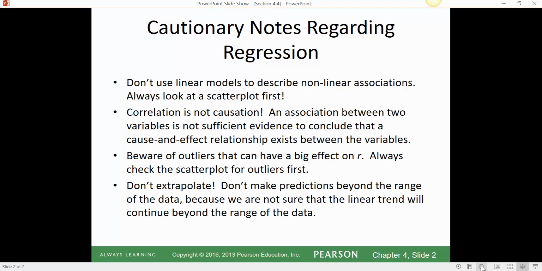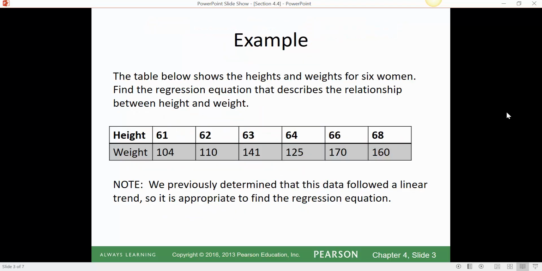All right, so let's go to slide 3. I don't think I put this in the PowerPoint I put on Canvas, but I pulled this from section 4.3 and slid it in here just to refresh us on the data set. If you remember, we looked at this data set between height and weight for 6 women, and we made a regression line and so forth.